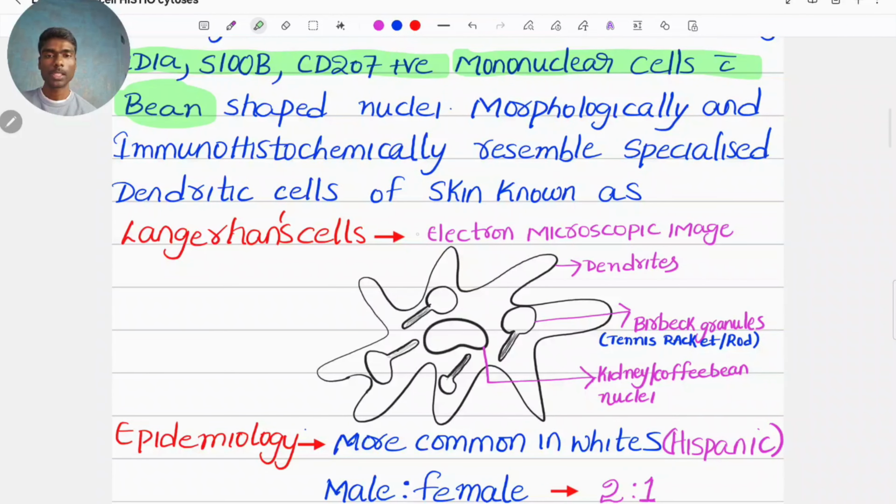Electron microscopic image of Langerhans cells. It has dendrites, and Birbeck granules in the cytoplasm. These granules are rod-shaped or tennis racket-shaped. Next, coffee bean-shaped or kidney-shaped nuclei. This is the electron microscopic image of Langerhans cells.